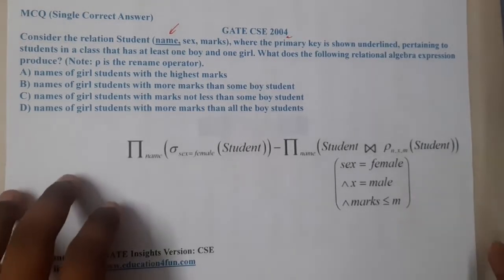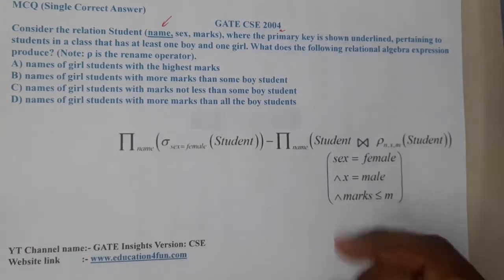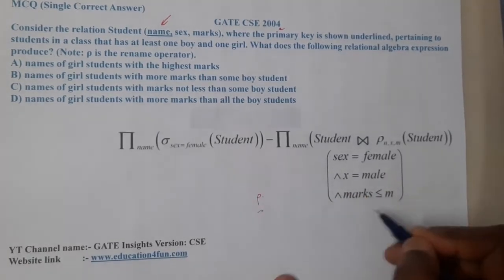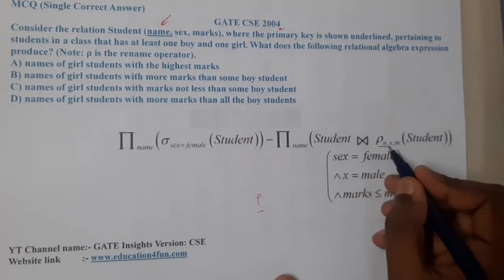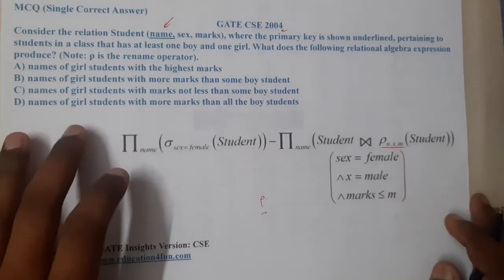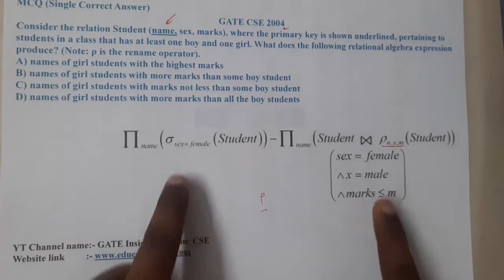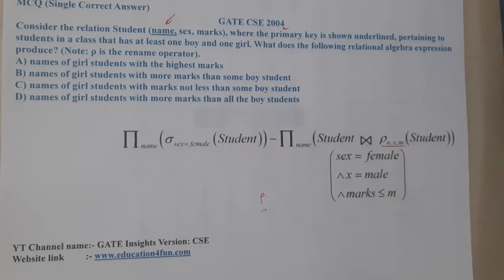Here rho indicates a rename. Okay, so let us start. Here we are having two queries. Which query shall we start first, guys? Let us start with this query because that's really small.